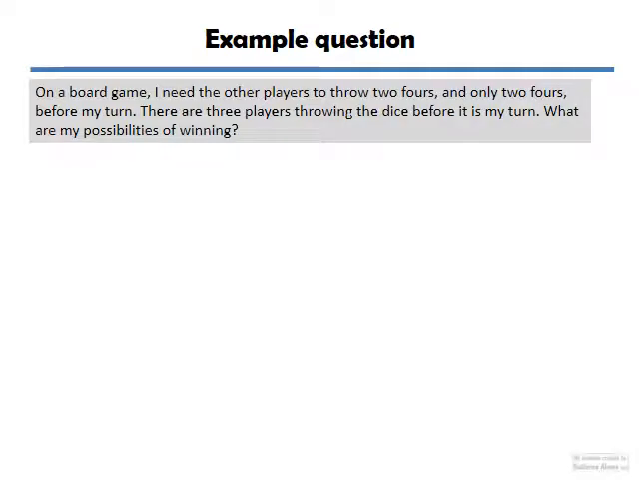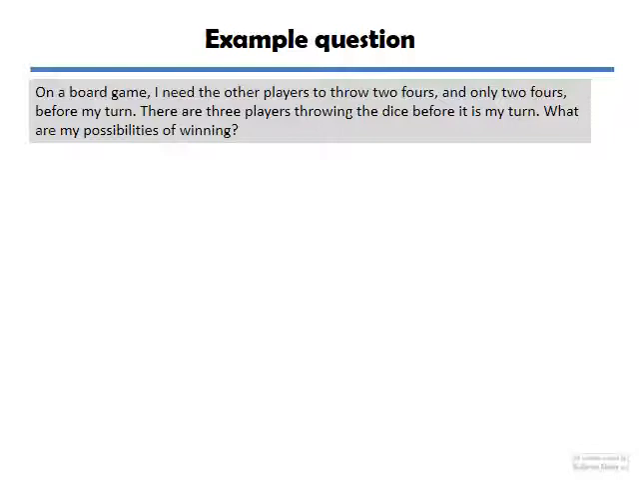So I'm playing a board game, right? And I'm waiting for my turn, and there are 3 players. They're going to be throwing the dice before my turn comes. And here's the situation: I have my cards in my hand, I'm waiting for this great chance. If 2 of them get a 4, I win the game.